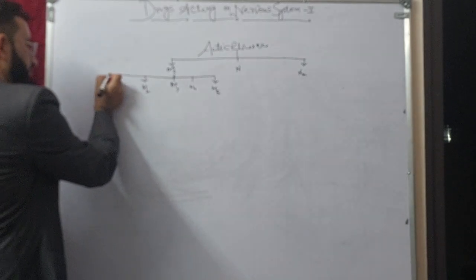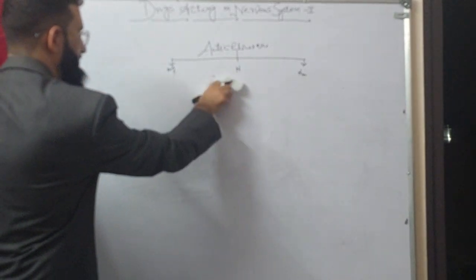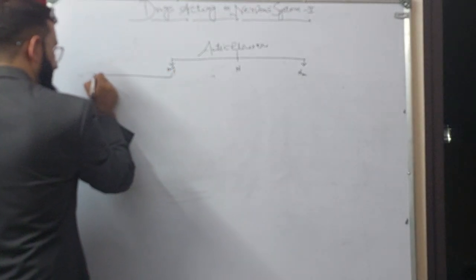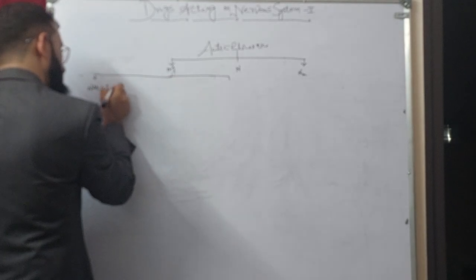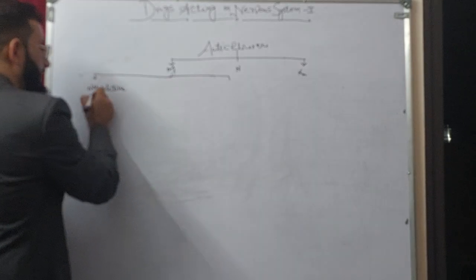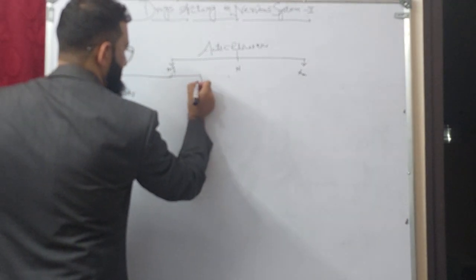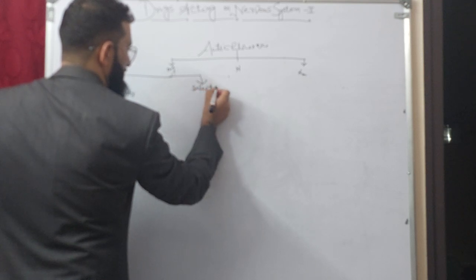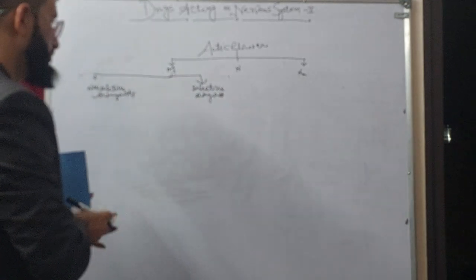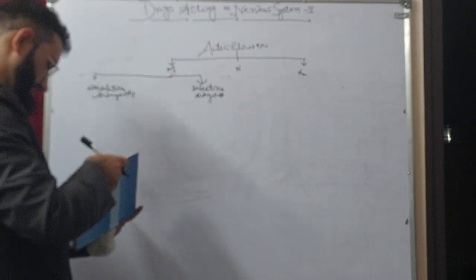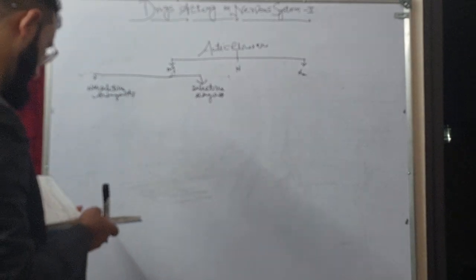So here I will write. Muscarinic receptor antagonists can be classified as non-selective antagonists and selective antagonists. Non-selective examples are atropine, hyoscine, and scopolamine.